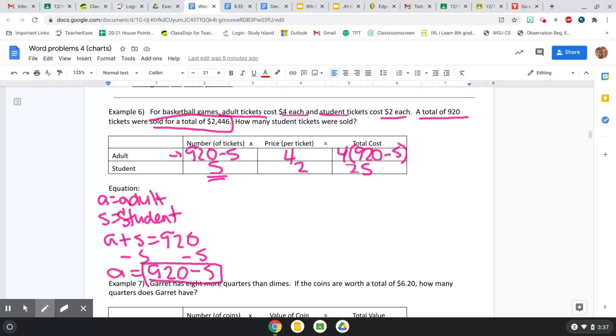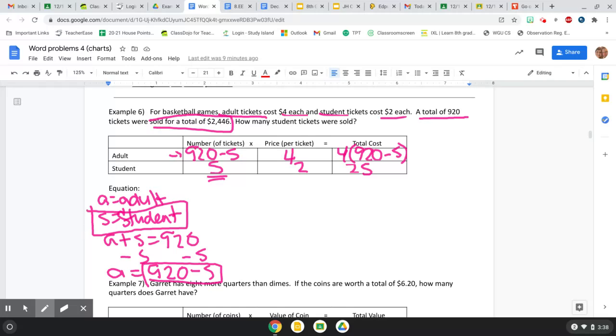So notice that I have 2 variables, but I'm really only using this S for student in my chart. I need one variable, and I have that. So I'm going to box it in and make sure it's known that that's the variable I'm using. Now I need to create that equation. It's telling me there was a total of 920 tickets sold, and we used that, and they were sold for a total of $2,446. So that's telling me the number of adult tickets plus the number of student tickets are all going to add up to be that $2,446.